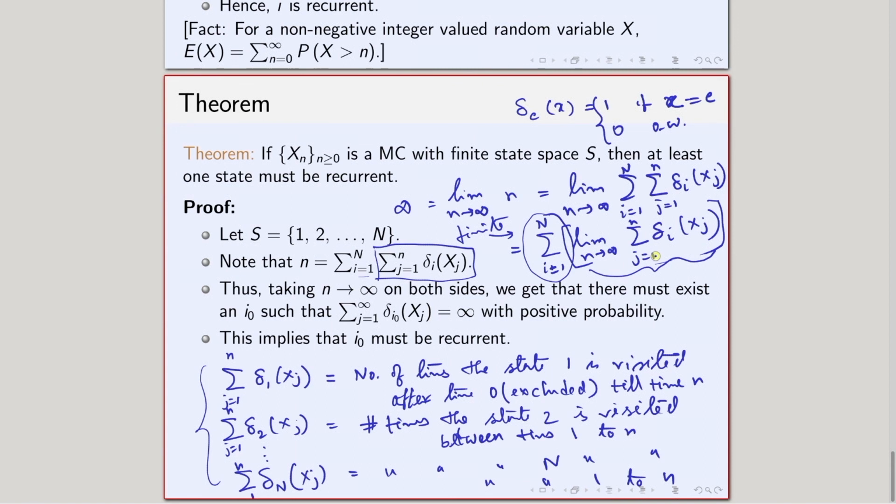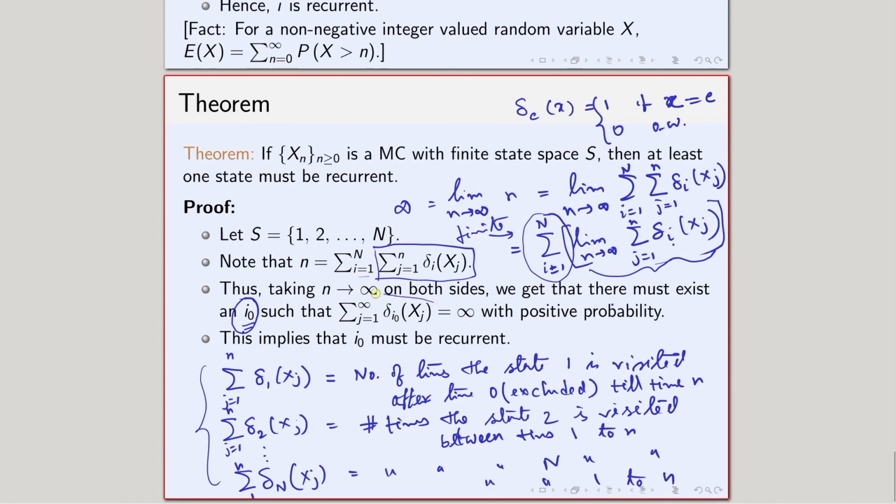Let us call the corresponding i for which this quantity is infinite i naught. Of course there can be multiple i for which this quantity is infinite, but I can say for sure that at least for one i the inside quantity has to be infinite; call this i naught. So taking the limit on both sides, there must exist an i naught such that this quantity equals infinity. I just replace small n with infinity by writing the limit there. So this quantity has to be infinite.